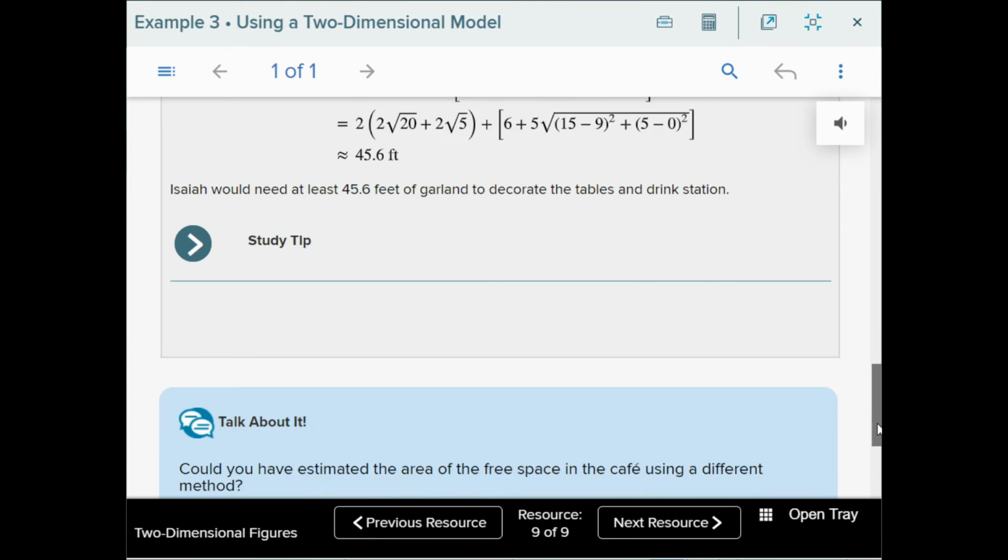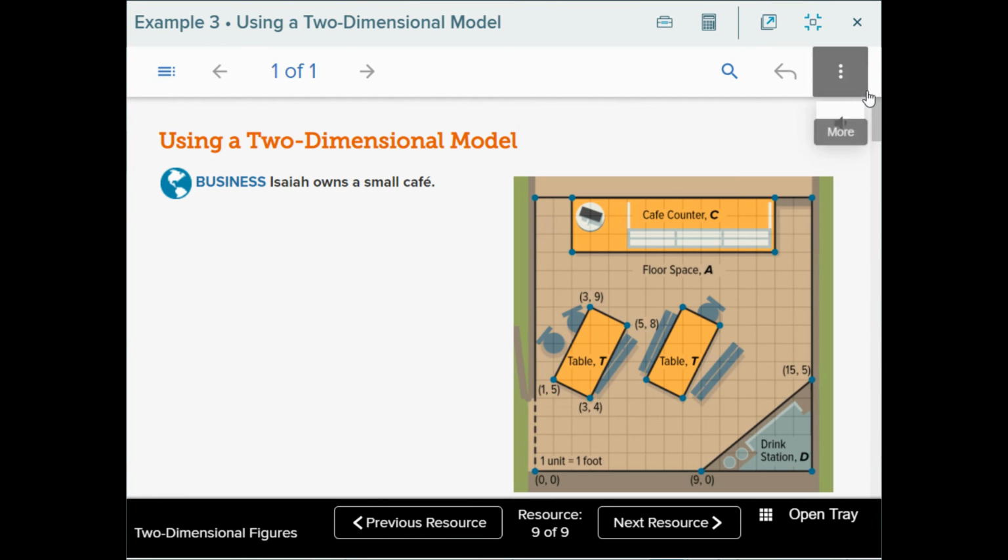All right, so this is an idea and an example of how we can use area and perimeter to model and solve real life problems.